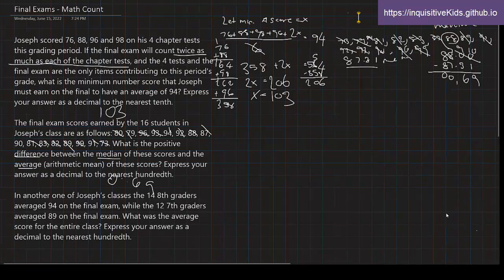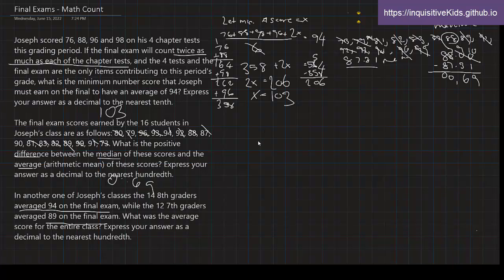In another one of Joseph's classes, the 14 eighth graders averaged 94 on the final exam, while the 12 seventh graders averaged 89 on the final exam. What was the average score for the entire class? Express your answer as a decimal to the nearest hundredth.